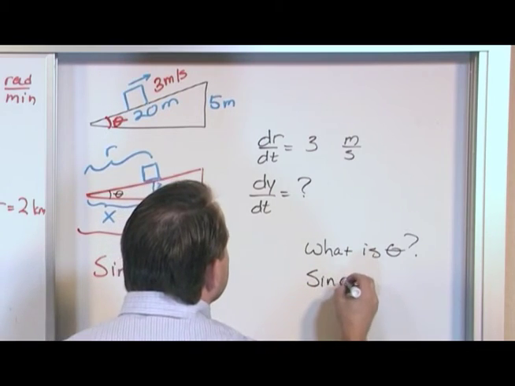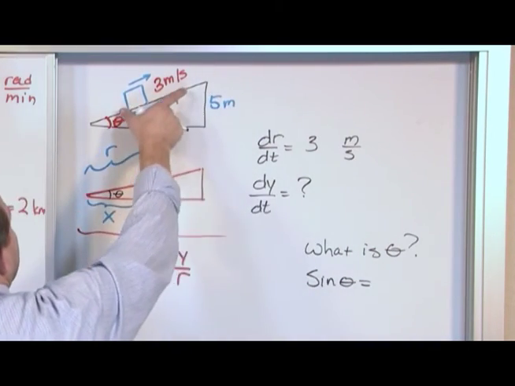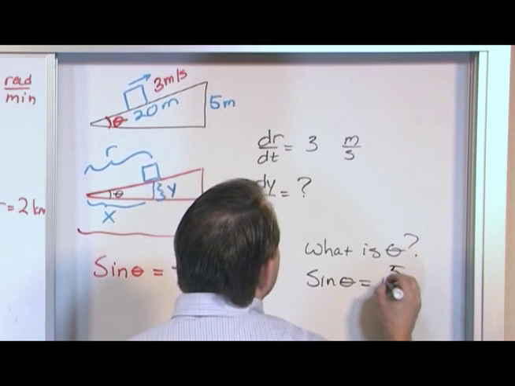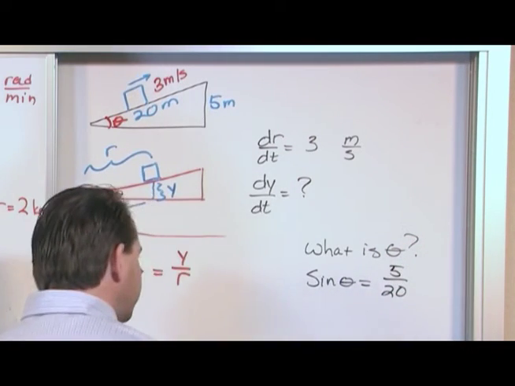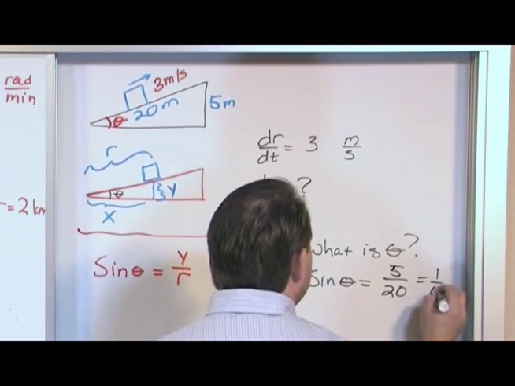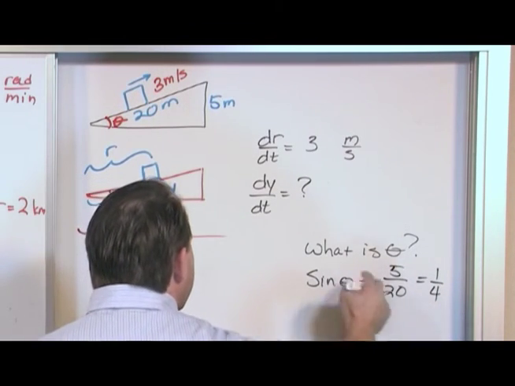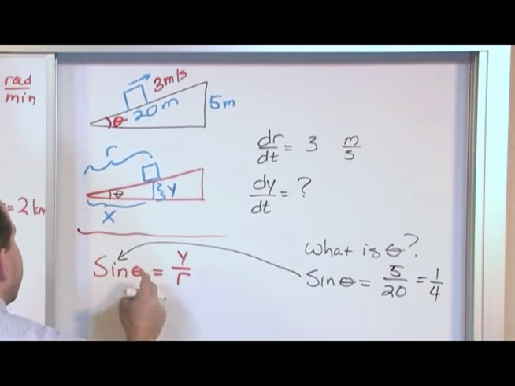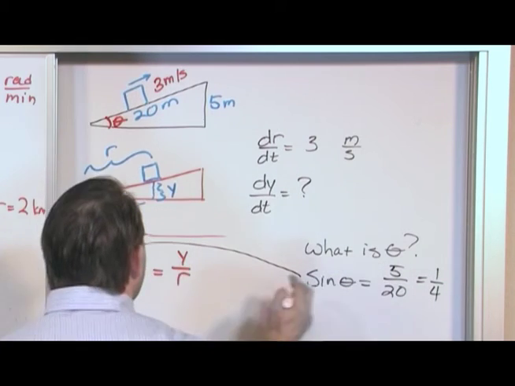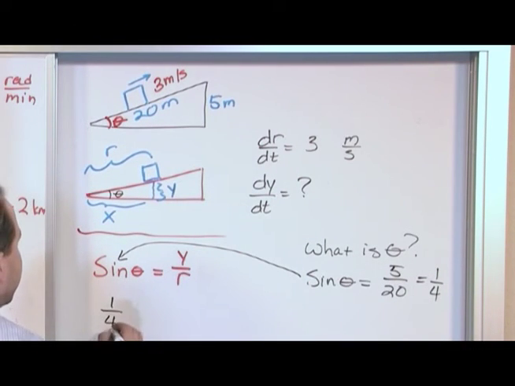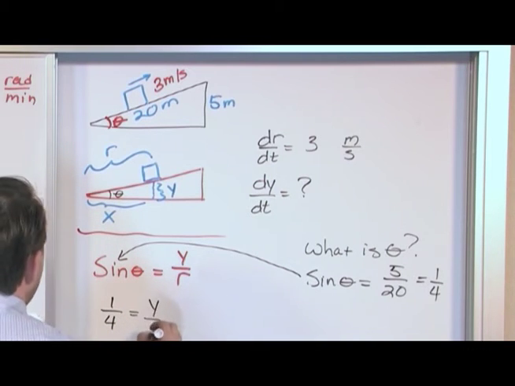Sine of theta is equal to opposite over hypotenuse. So it would be 5 over 20, which is 1/4. Sine of theta is 1/4. So let's go and use this fact and stick it in here. Sine of theta we just found was equal to 1/4, so we'll just put a 1/4 over here. We don't even need to know the angle. We just know the sine of the angle is 1/4, y over r.